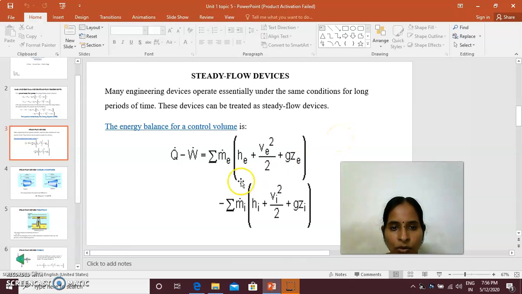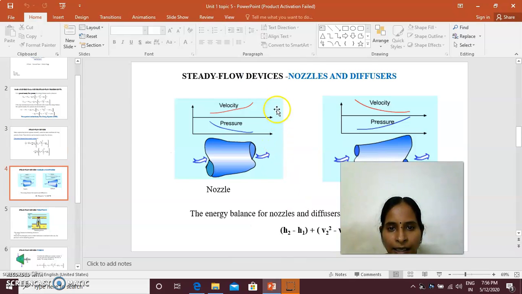So the energy balance for the control volume, as we have already derived, is Q minus W is equal to the energy difference. Next, we will come to applications. First we will apply the steady flow energy equation to nozzles and diffusers.